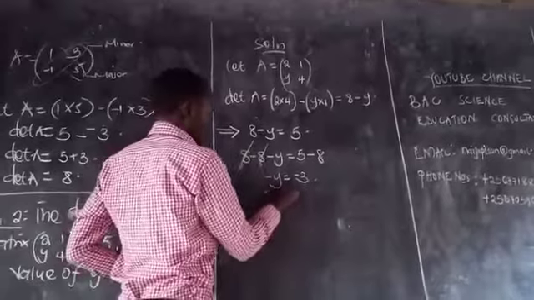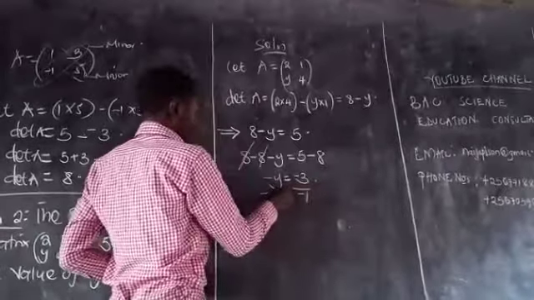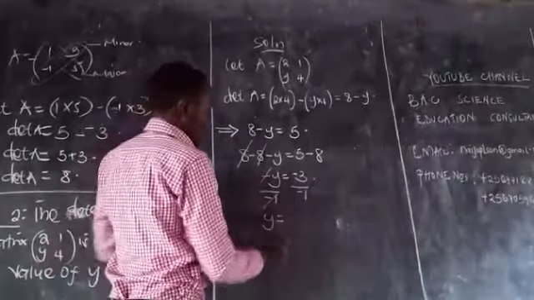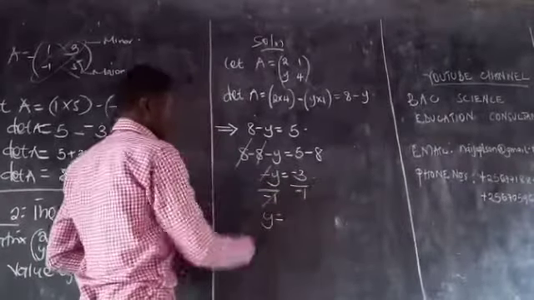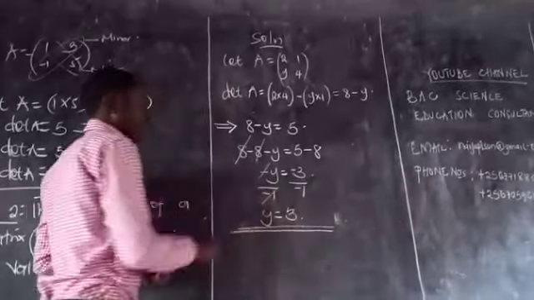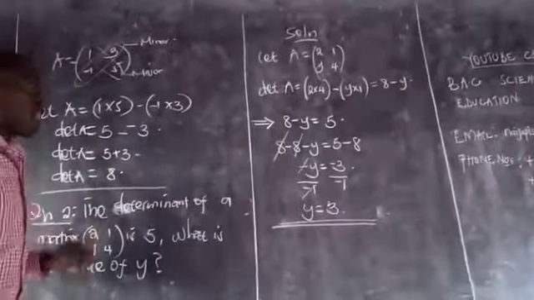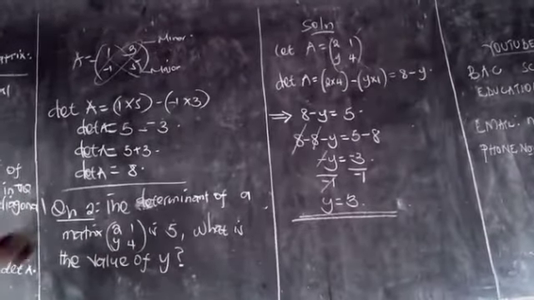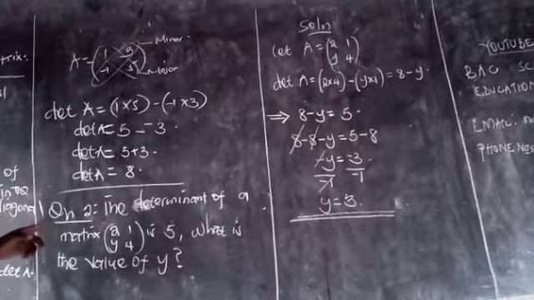Divide by negative 1 on both sides. This negative goes with this negative and we remain with Y equal to negative 3 over negative 1, which gives you a positive 3. So that is the required value of Y. When substituted here and you look for the determinant, you will get the determinant as 5.